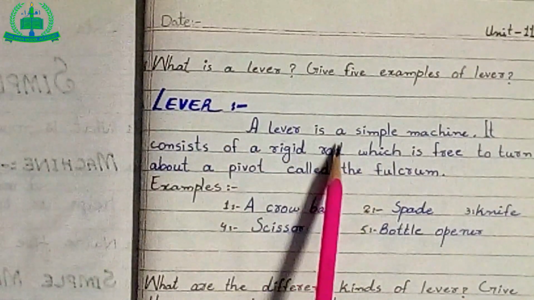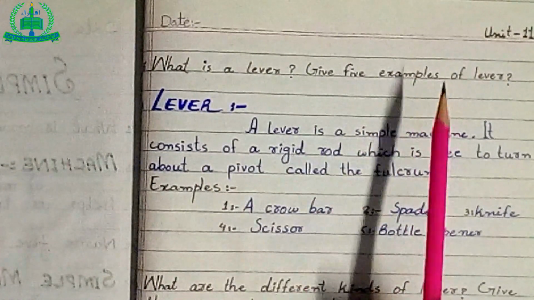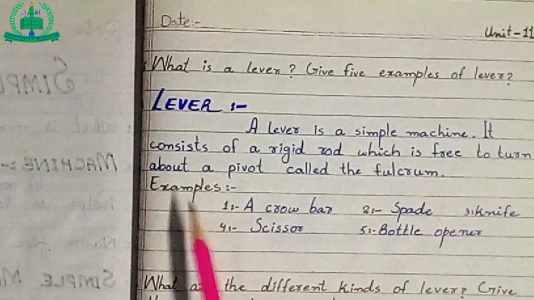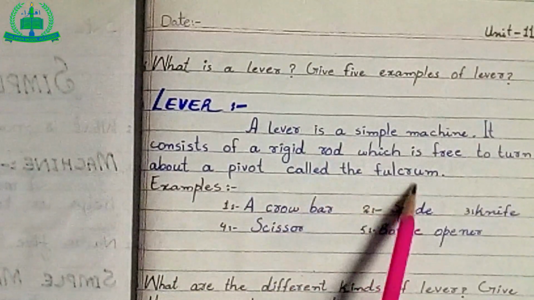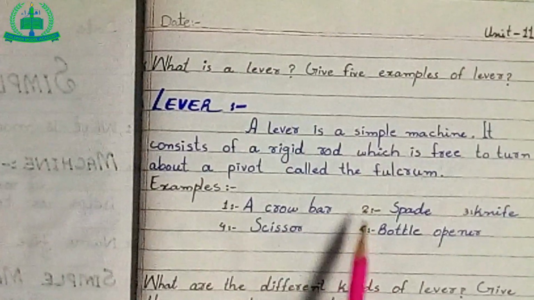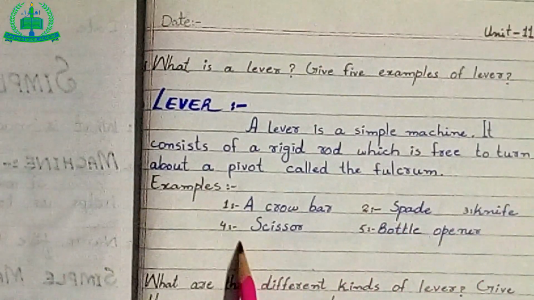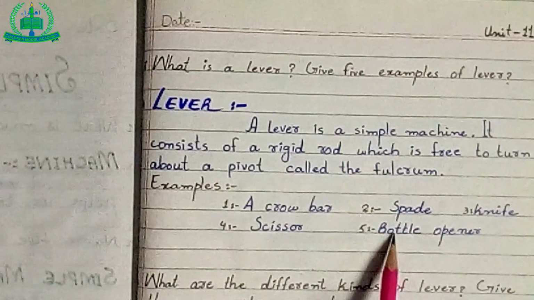A lever is a simple machine. It consists of a rigid bar which is free to turn about a point called the fulcrum. Examples: number 1, a crowbar; number 2, spade; number 3, knife; number 4, scissor; number 5, bottle opener.